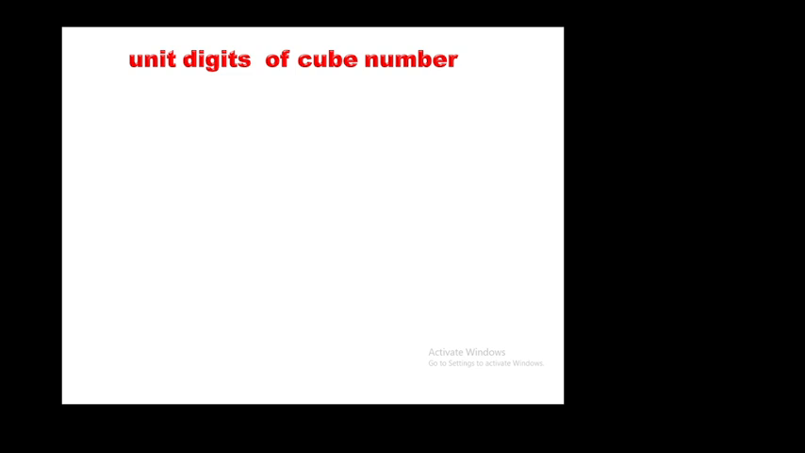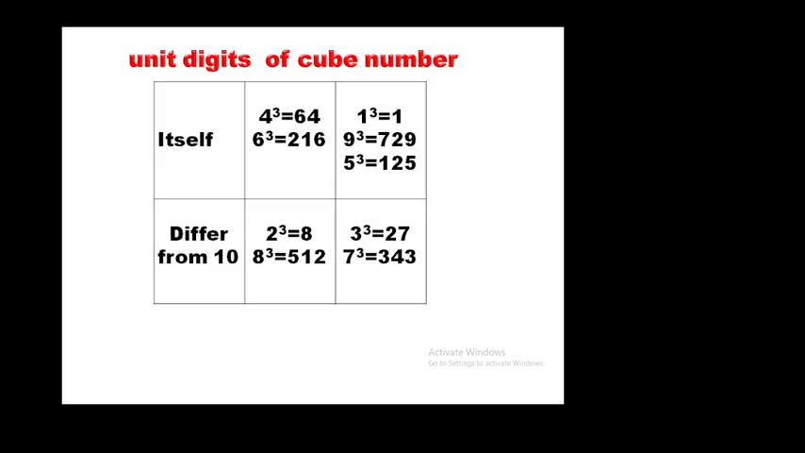Now, the unit digit technique. What do you mean by unit digit? We have to observe the unit digit of the cube number. So 1 cube ends with 1. And 4 cube ends with 4. 6 cube ends with 6, do you understand? 9 cube ends with 9. So these are the numbers: 1, 4, 5, 6, 9. These cubes end with the same digit. That's why I said itself. The unit digit of the cube number ends with itself.